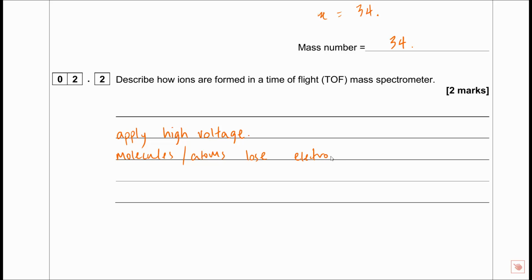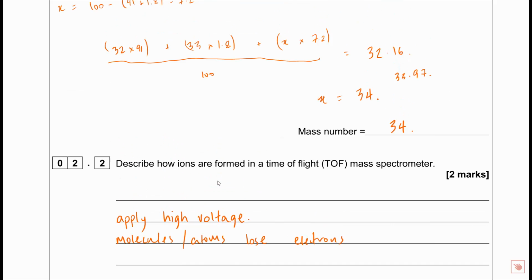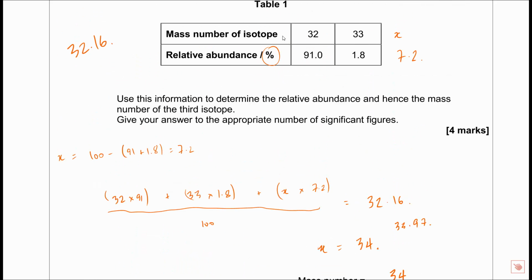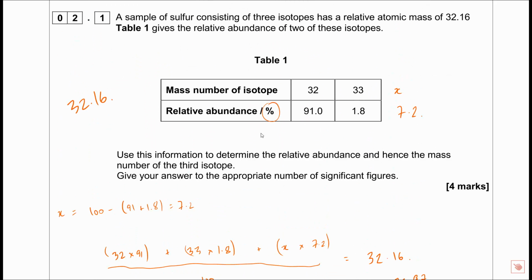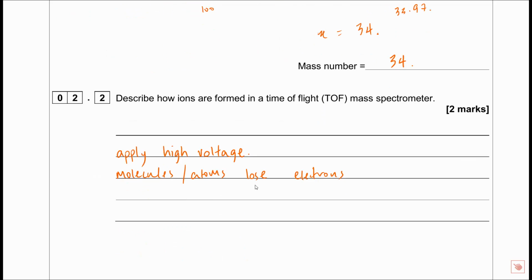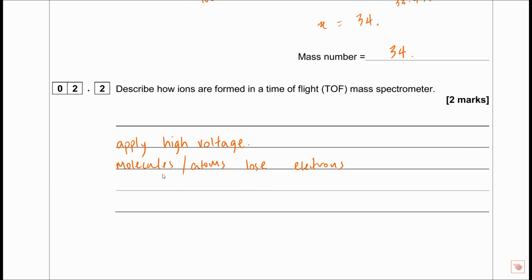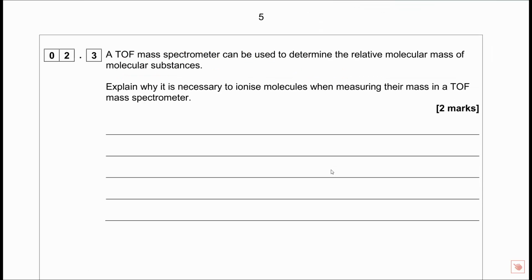I would be honest, if this was me, I'd put atoms in this case because the question here is relating to atoms with the sulfur. It's not talking about molecules, so I would have gone atoms. But essentially, you apply the high voltage, and that causes the atoms to lose electrons, and that's it. That produces positive ions. Remember, positive, not negative ions.